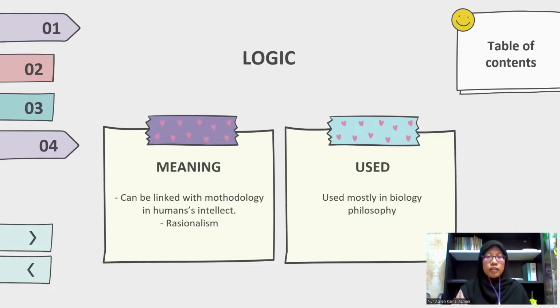Last but not least is logic. Logic talks about the theory of rationalism. It can also be linked with methodology in humans' intellect. Logic is mostly used in biology philosophy, as in explaining the difference in one species from another species.